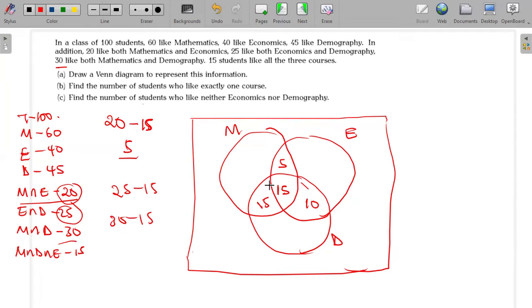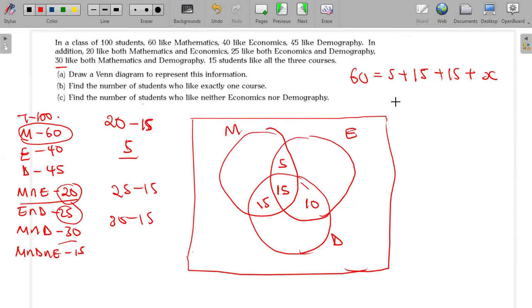Now let us find those that like mathematics only, those that like economics only, and those that like demography only. So how are we going to do that? They've told us those that like mathematics should be 60. That set should add up to 60. So to find it, 60 is going to be equal to 5, the 5 who like mathematics and economics only, plus the 15 who like all the three, plus the other 15 who like mathematics and demography. But then we have X here, which is that part where those just like mathematics only.